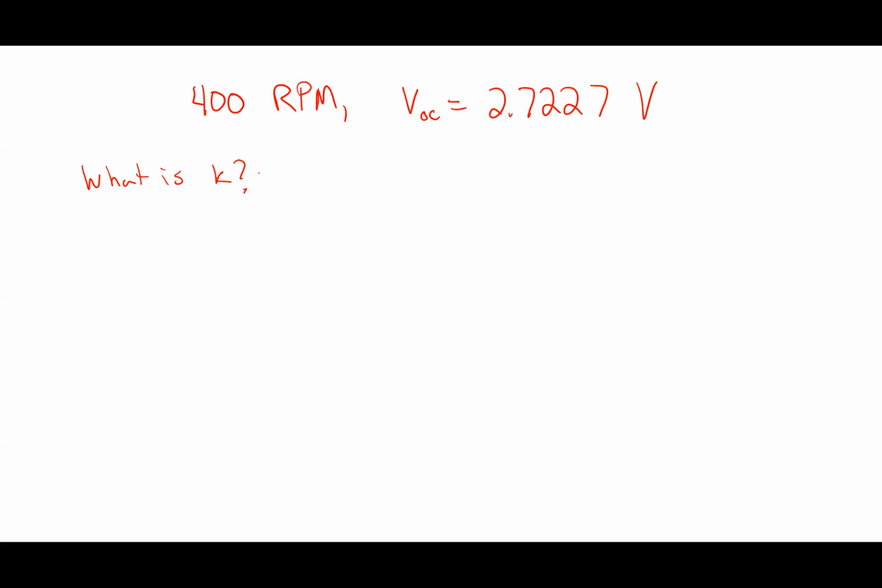So how do I figure that out? It was running as a generator, just like I had right now, with something like the drill spinning it up. The speed was measured to be 400 RPM, and it's easy to get a speed sensor. Any control system has a speed sensor of some sort. When this was at 400 RPM, the open circuit voltage was 2.7227 volts. So how would I figure out the K value?